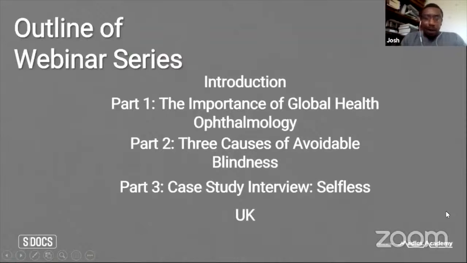This is an outline of my webinar series. I will start with an introduction now, and then I will do part one, which is going to be the importance of global health ophthalmology. Look out for my next videos, which will be part two, three causes of avoidable blindness, and part three, a case study interview with Selfless UK charity. So really interesting things that we're going to be looking at and talking about.